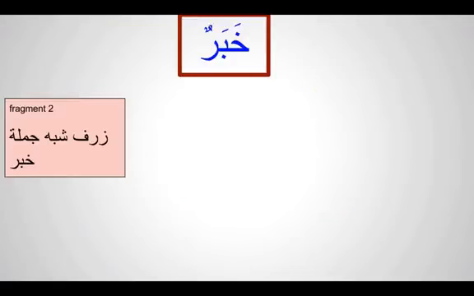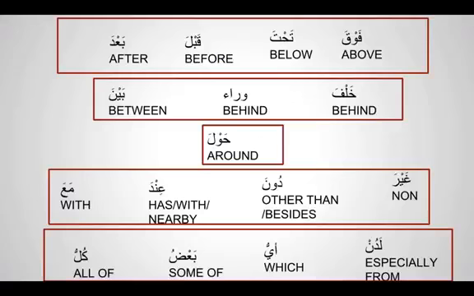And the second type of khabar is about zarf. So we learned about zarf: fawqa, tahta, qabla, ba'da, khalfa, wara'a, bayna, hawla, ghayra, duna, inda, ma'a, ladun, ayyu, ba'du, kullu. So these are the zarf, which the noun comes after it will have a kasra.